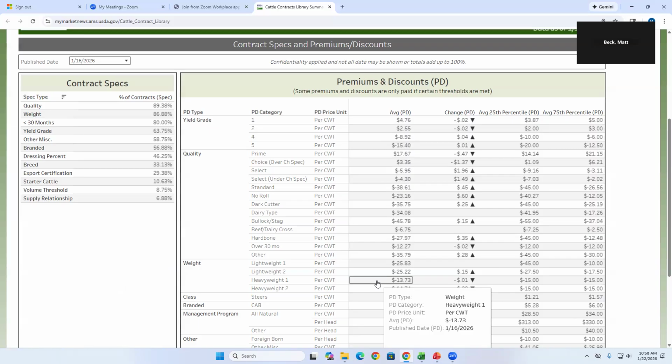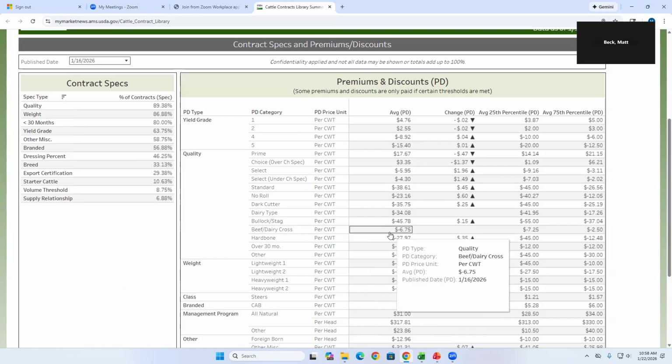Does this all make sense? Any questions on this? This one was new to me. Beef dairy cross, they're actually discounting these animals. Not by a whole lot, but compared to a native beef animal, they're receiving a $6.75 per hundredweight discount.